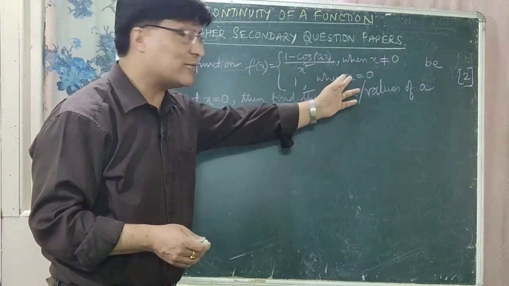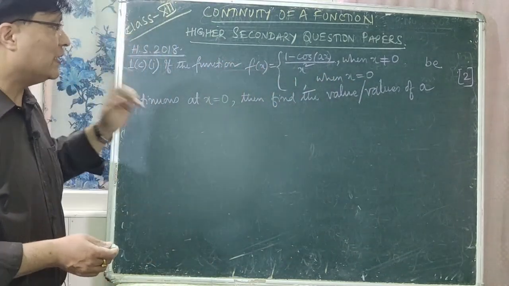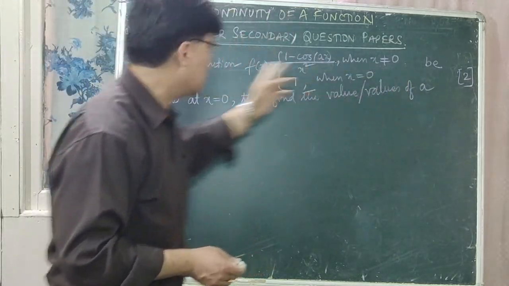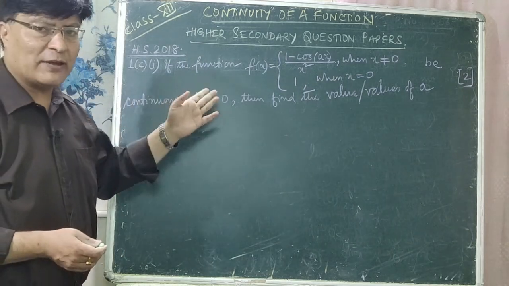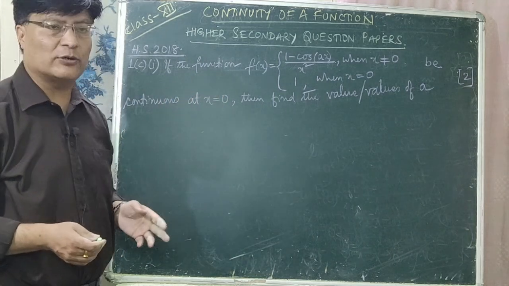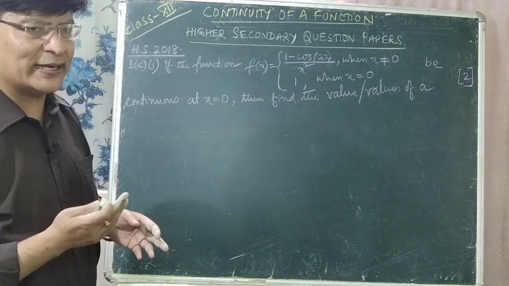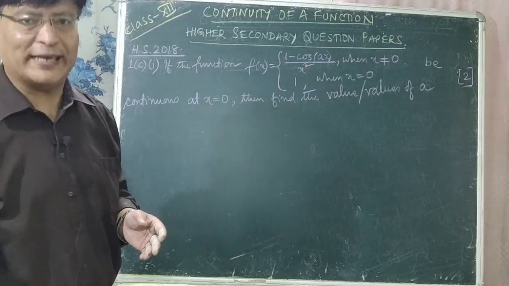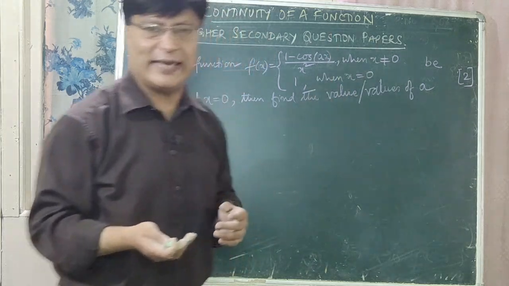But when x is exactly equal to 0, what is the value for f of x? That is 1. And it is given that this function f of x is continuous at x is equal to 0. Then you have to get the value or values of a. You may get one value of a. You may get more than one value of a in this case. That's why it is written value or values of a.